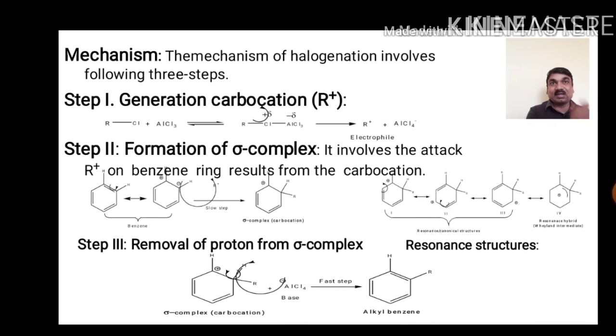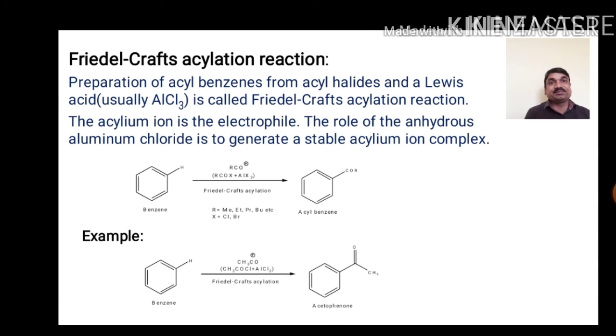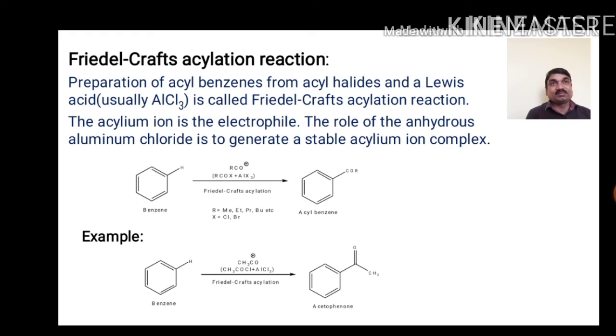Similarly, the second Friedel-Crafts reaction is called Friedel-Crafts acylation reaction. The preparation of acyl benzene from benzene, acyl halides and Lewis acids is called Friedel-Crafts acylation reaction. The acylium ion is the electrophile. The role of anhydrous aluminum chloride is to generate a stable acylium ion complex. When benzene is treated with acid chloride in presence of AlCl3, it undergoes Friedel-Crafts acylation reaction.